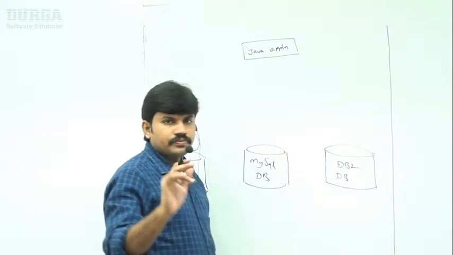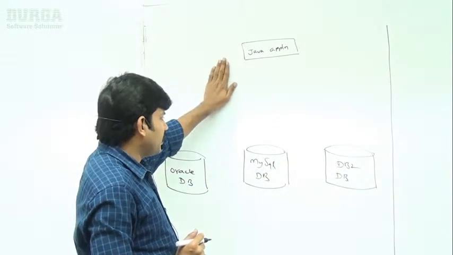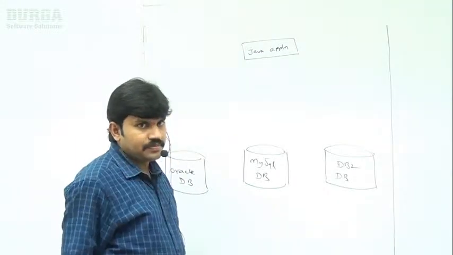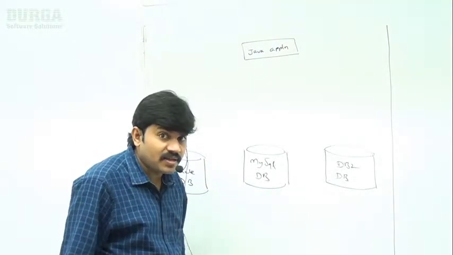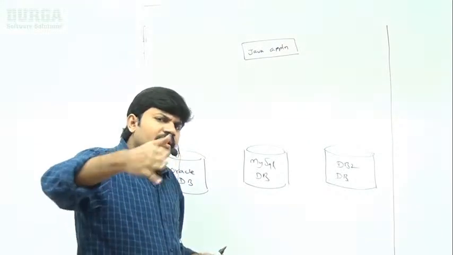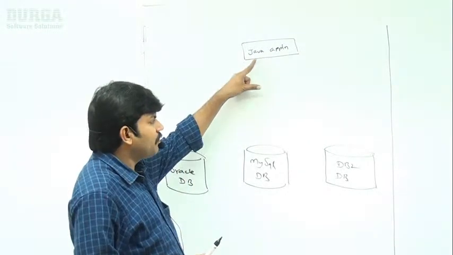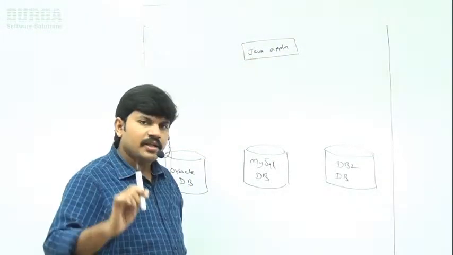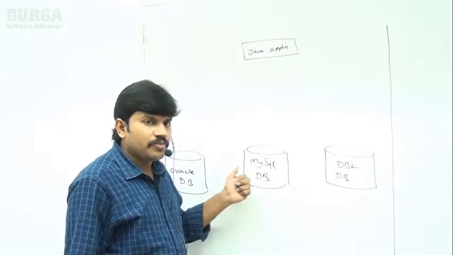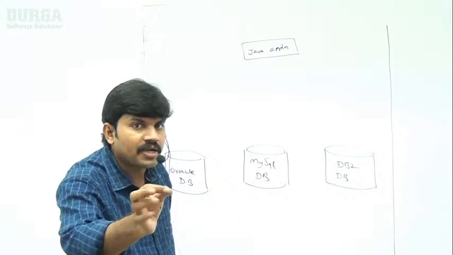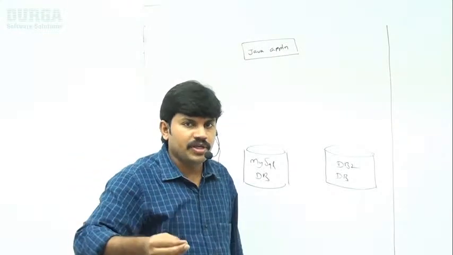Now, take very special care. How many Java applications are there? Only one application. But how many databases are there? 3 databases are there, right? So, is it required to write a separate Java application for every database? No. A single Java application can communicate with the Oracle database, MySQL database, and DB2 database. How is this communication going to happen? A small point you people should be aware of, sir.